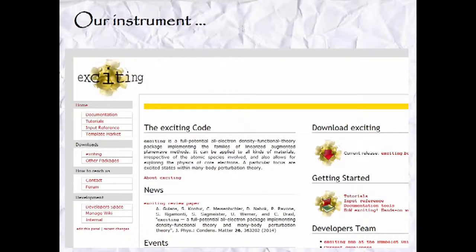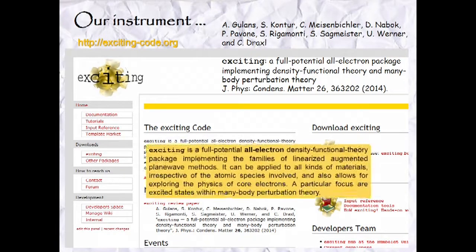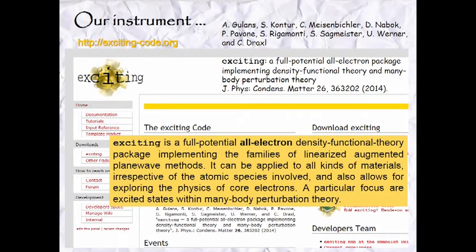It's the most exciting one, of course. It's called exciting. So I can either read the paper we have written about it or visit our web page. The exciting code is based on the full potential all electron method, LAPW, so it implements the linearized augmented plane wave method, which is considered to be the gold standard of solving density functional theory and the like. So very important, it's an all electron full potential code.